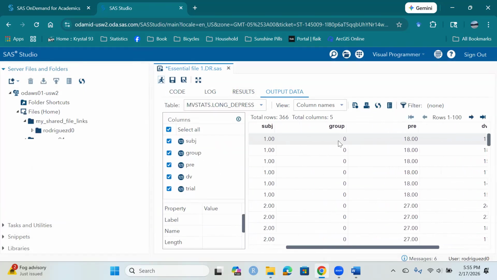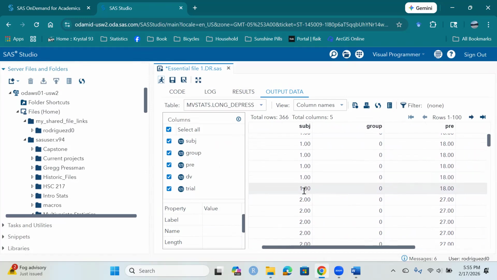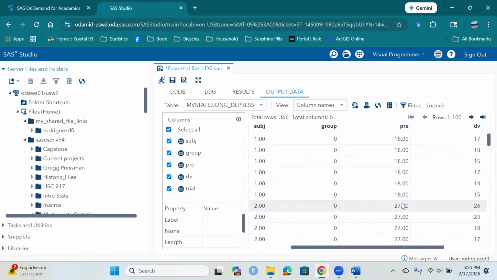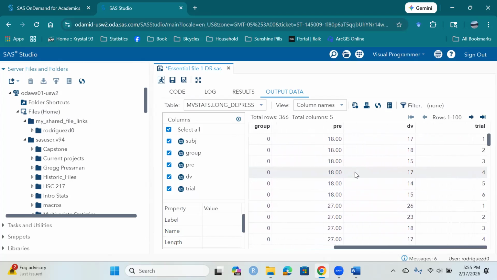All right, so it worked because we should have 6 values, 1, 2, 3, 4, 5, 6, and then 6 for the next, and so on. What group they're in. Here's our dependent variable. We'd have 1, 2, 3, 4, 5, 6 different values, right? And our trial, 1, 2, 3, 4, 5, 6, and it keeps on repeating. Okay, so those are our data.